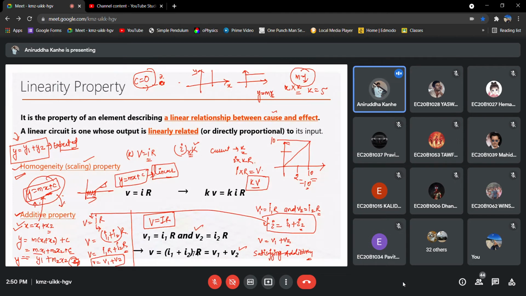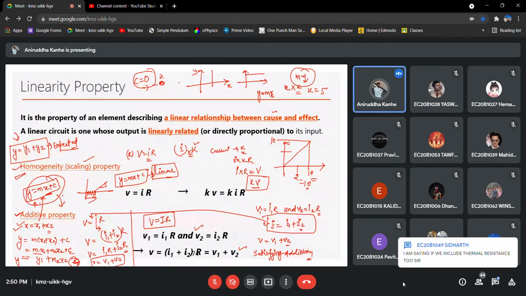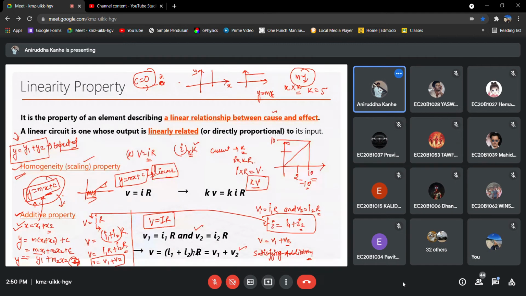I'm not understanding what this roll number 49 is writing, I do not know. And 32 says anywhere linear only. If you write in a colloquial way, that's not a correct way to discuss in an official forum. I'm saying if you include the thermal resistance too, sir. See, that is a different case. We are not looking at the practical aspect. We are discussing at this point what exactly superposition, linearity, homogeneity and additivity mean. How to make things linear is a completely different aspect, and we are not discussing that at this moment. Is it fine?